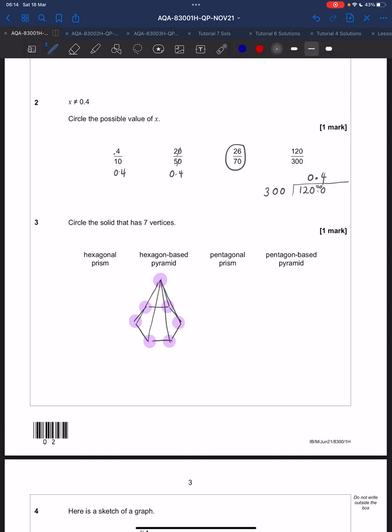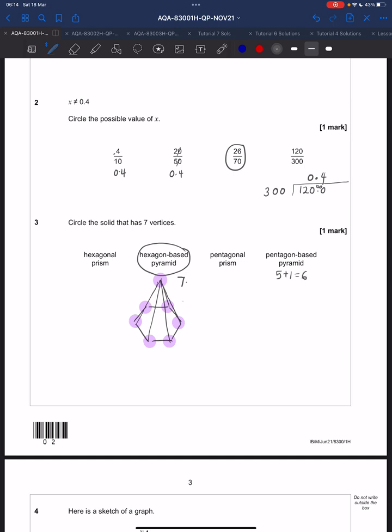So that one's got 7. The pentagonal pyramid is 5 because it's a pentagon base, and a pentagon's got 5. 5 plus 1 is 6.